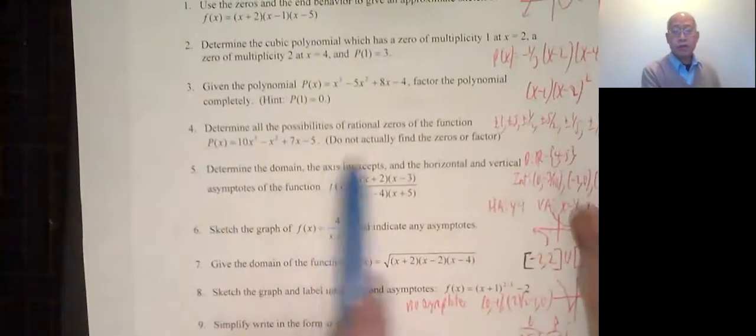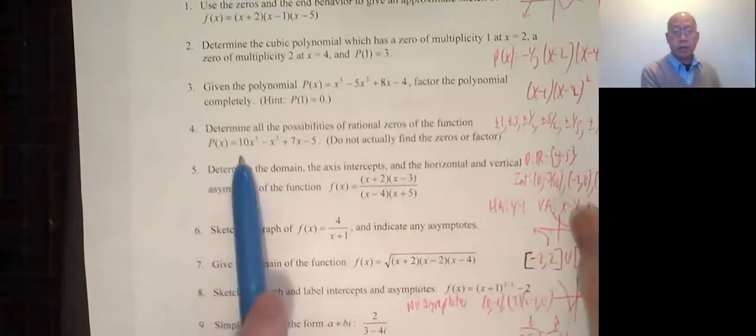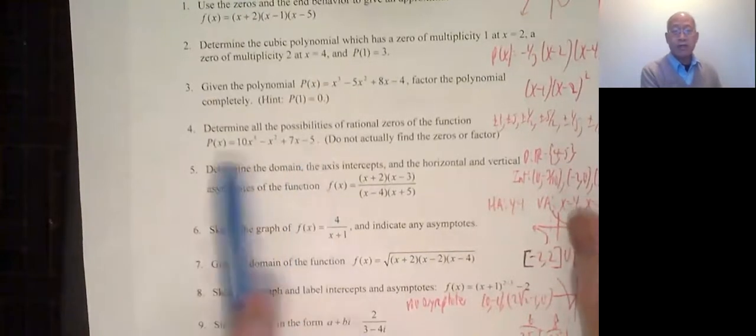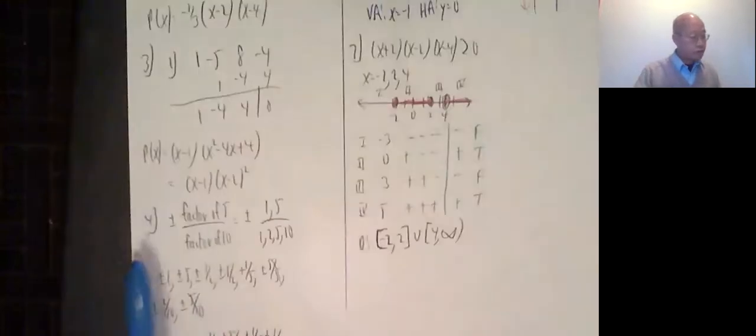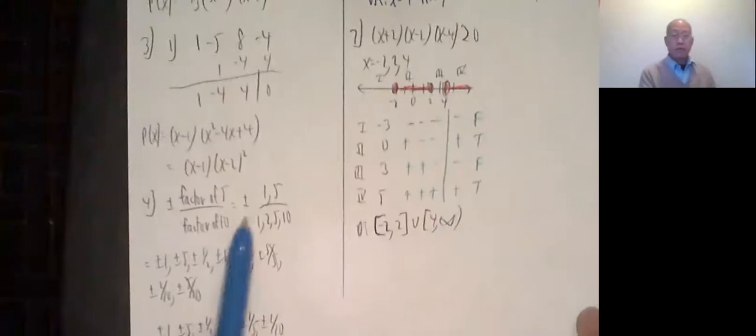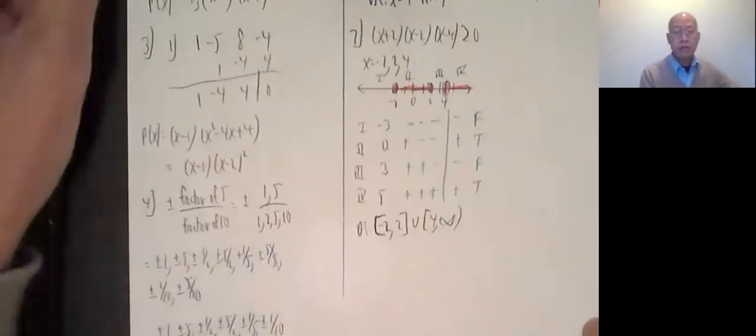Number 4, determine the possible rational zeros of the function. Do not actually find the zeros or factor it. Possible rational zeros are plus or minus factors of 5 divided by factors of 10. Factors of 5 are 1 and 5. Factors of 10 are 1, 2, 5, and 10.